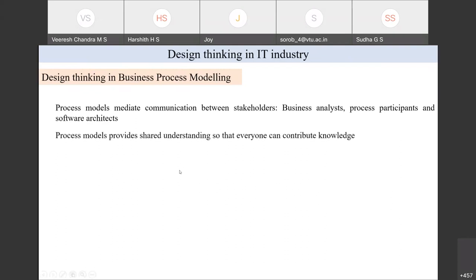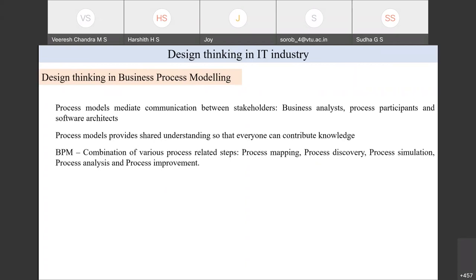So these models provide a shared understanding so that everyone can contribute knowledge. So obviously, when you know each and everything going on in this particular firm, each and every process which is happening on that product, which is happening on that raw material, the knowledge is shared. That is, we can contribute our knowledge. So this can be done like this, okay? Instead of using a lathe, we can use a milling machine, right? Instead of using a horizontal milling machine, we can use a vertical milling machine. So these are the inputs which everyone can give. They can share their knowledge because there is transparency in this business process model.